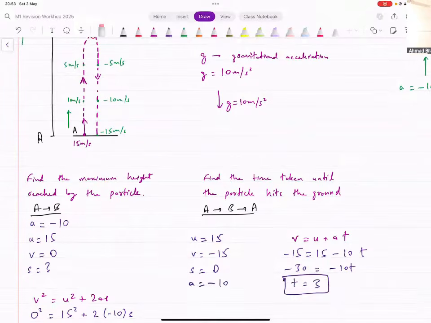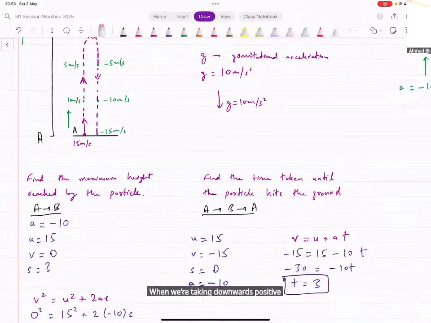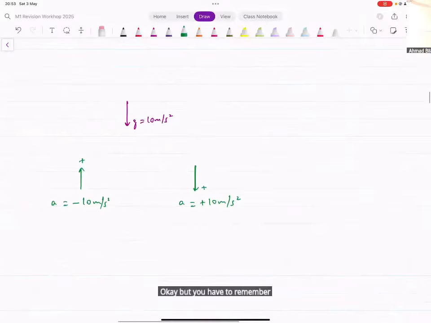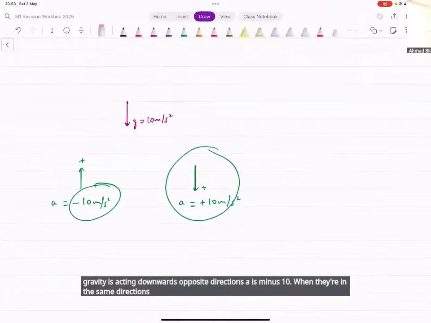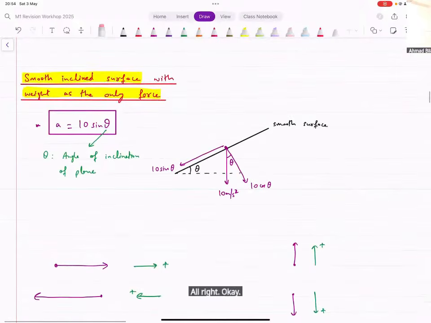So when we take upwards positive, velocity is decreasing throughout. That's why acceleration is -10. When we take downwards positive, the velocity will be increasing throughout, so acceleration will be positive. Okay, but you have to remember this now. If we're taking upwards positive, gravity is acting downwards, opposite directions, A is -10. When they're in the same direction, then A is equal to +10. All right. Okay, now that's one case in which acceleration is going to be constant.